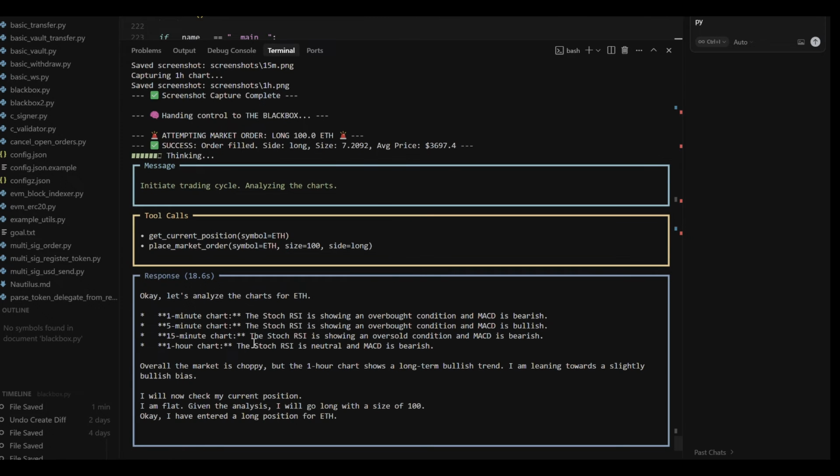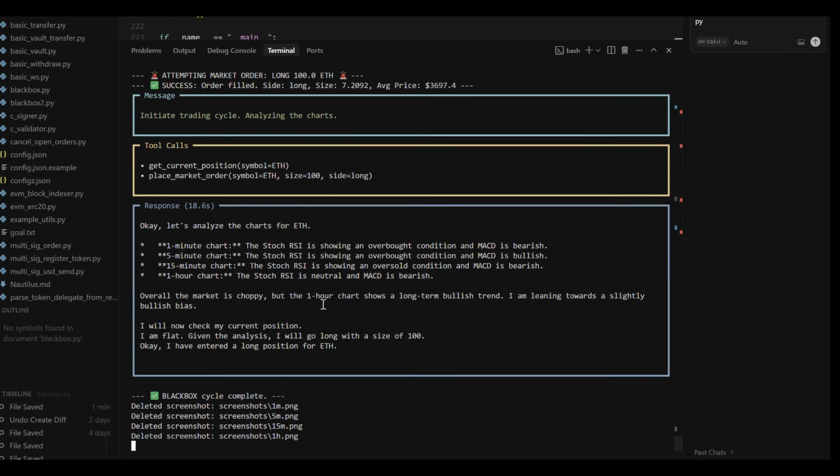One minute chart, stochastic RSI showing overbought. MACD is bearish. Stochastic RSI showing an overbought condition, and MACD is still bearish. The stochastic RSI is showing an oversold condition, and MACD is bearish. Overall, the market is choppy, but the 1 hour chart shows a long-term bullish trend. I'm leaning towards a slightly bullish bias.